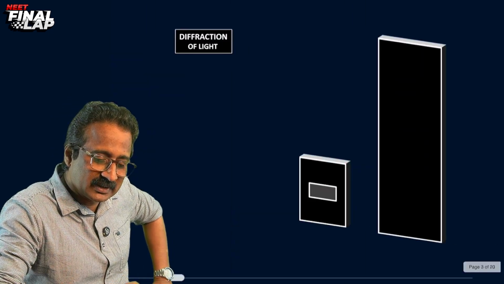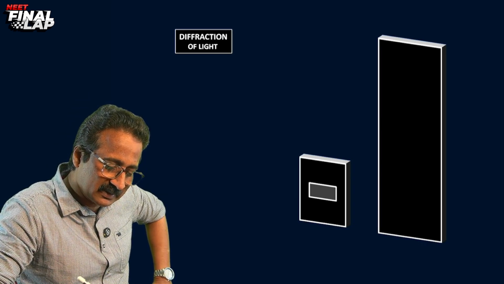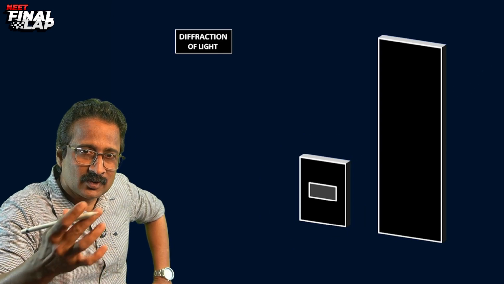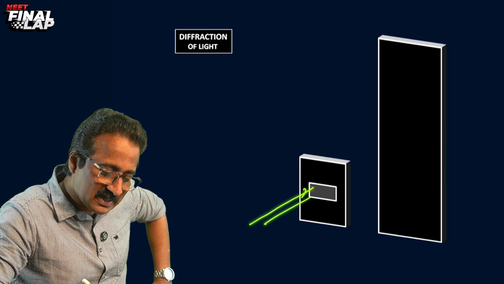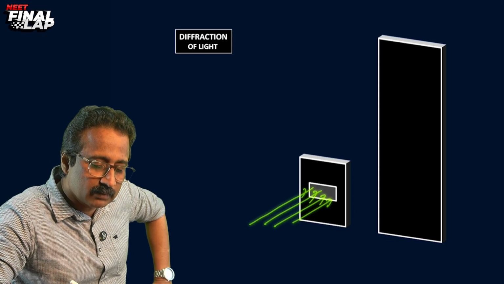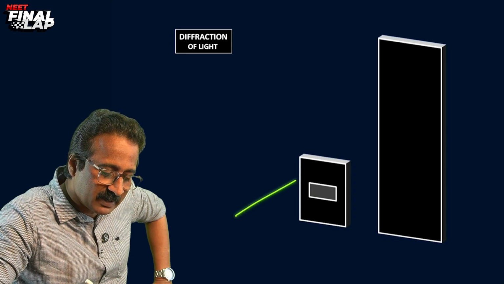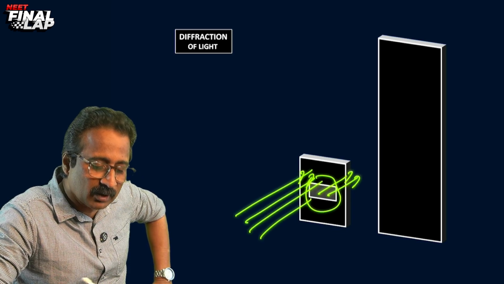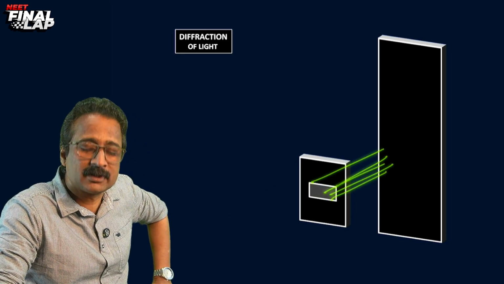What I show here is light passing through a single slit. The single slit looks something like this. This is a slit, and there is a screen placed here in order to see what is happening to light. Let's say a parallel beam of monochromatic light is passed through it. When you pass light through the slit, light will pass only through that slit, and the rest will be blocked out. Let's see what happens on the screen.